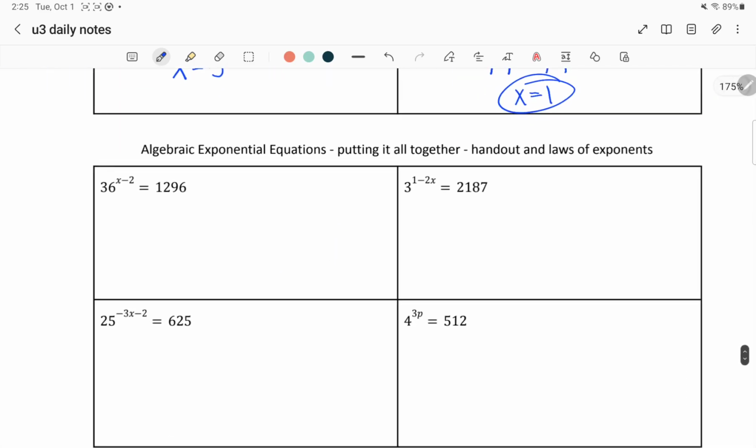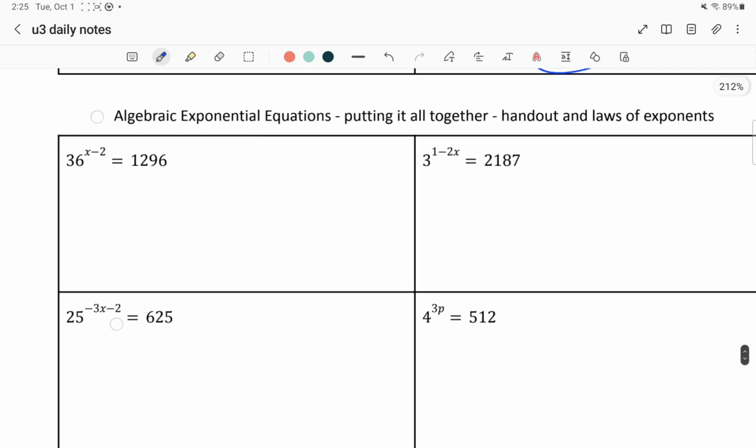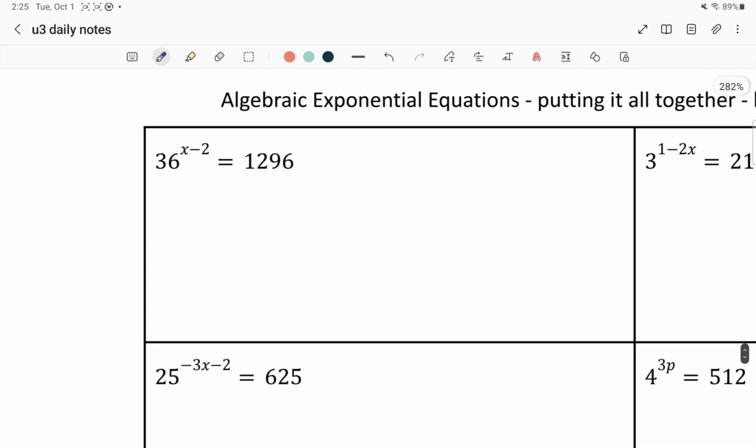We're going to use all of this stuff together for the big part of your homework tonight. So here we go. Here's how I want us to think about these. Notice on your half sheet, you don't have base 36 or base 1296. So I'm going to be looking for these numbers in one section only.